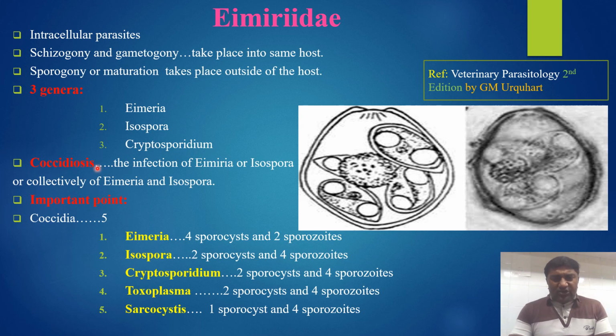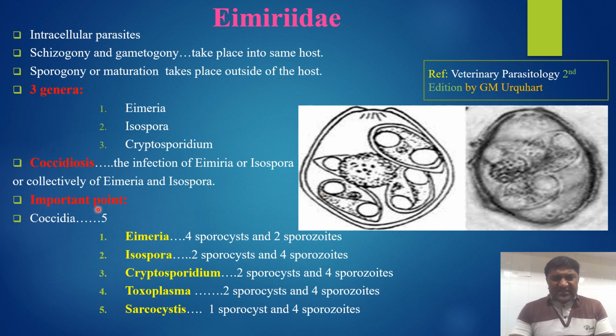So what is coccidiosis? It is the infection of Eimeria or Isospora, or collectively of both genera, Eimeria and Isospora, that is called coccidiosis. In these structures, you can see the Eimeria oocyst, and you can see that it has four sporocysts. These are the four sporocysts, as you can see in this picture.